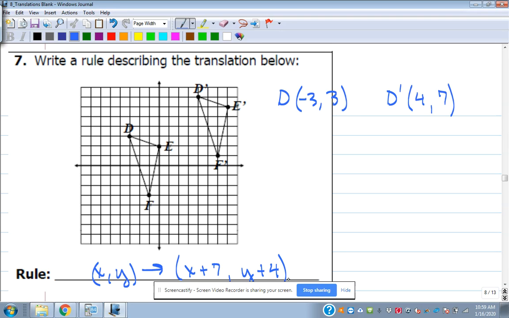Does that work for E? So the point E is at 0, 2. If we apply that rule, then that should be at 7, 6. 7, 1, 2, 3, 4, 5, 6. And that's applying the rule, E prime is in the right spot, so that's got to be the rule. It is that easy. Don't overthink this, guys. This is a really easy unit. All right. Now let's go to number 9.